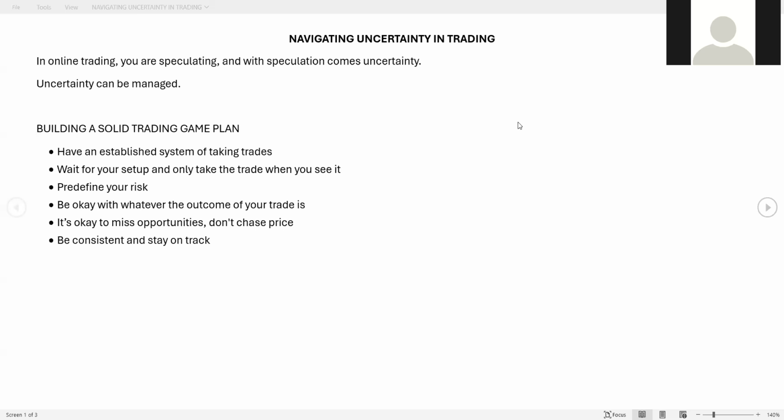Do not deviate from your plan. Do not do this today and do that tomorrow. You must make sure that you stay on track and remain consistent. You see, if you have this framework as a chart, as a game plan for your trading, and you consistently stick with it, it doesn't matter what the market will do.